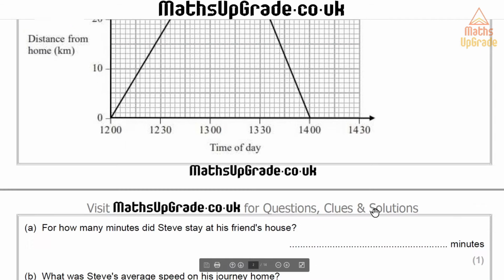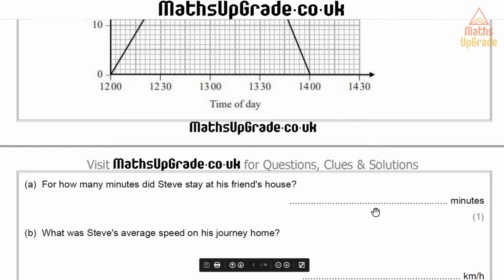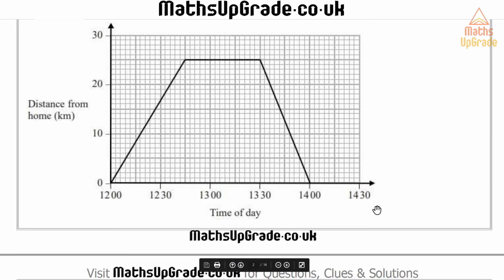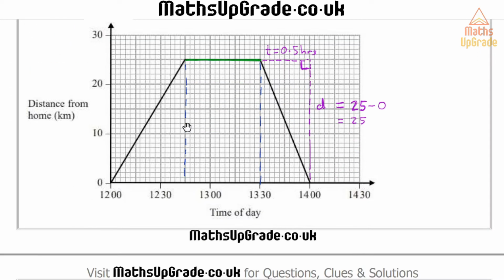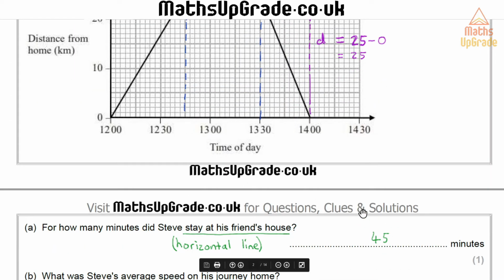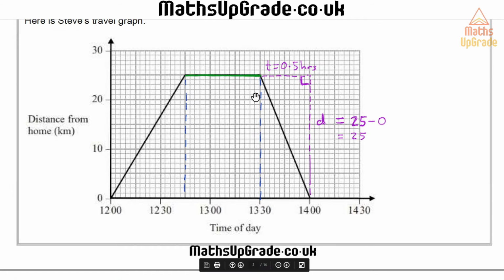So the question is, underneath, part A, for how many minutes did he stay at his friend's house? So you can see he stayed at his friend's house from this point on the axis here till 1330. Well, this point you can see is exactly halfway between 12:30 and 1 o'clock. So that must represent 12:45. 12:45 until 13:30 is 45 minutes. So clearly that there is 45 minutes, that horizontal line there where it's stationary.